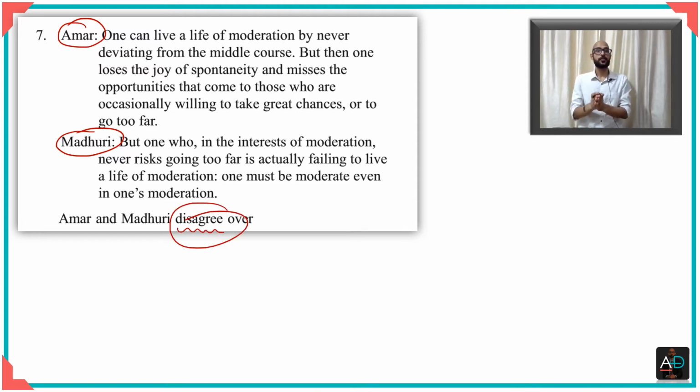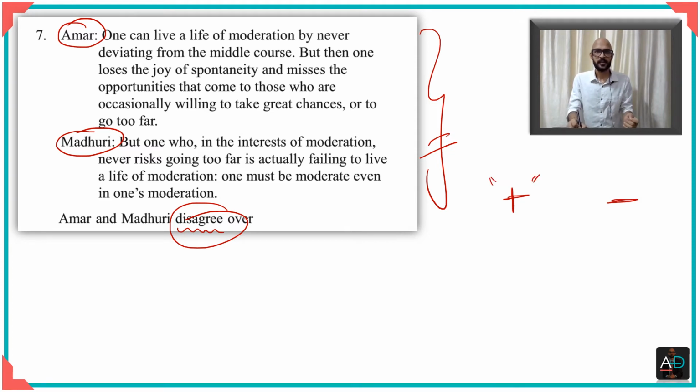This is very important to remember before you even go and read this. You are here to look for the point of disagreement. You are not here to look for the point of agreement, right? So now you have your objective: you're looking for the place where Amar is saying this and Madhuri is saying that. You're looking for the point where they disagree. Now that we've understood this, let's go back and have a look at what both of them are saying.